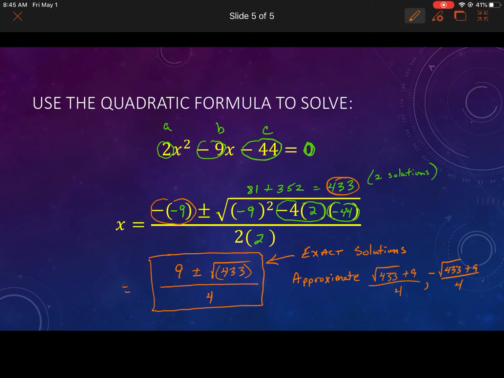I don't have an actual calculator in front of me, so I'm not going to do that. But if I asked you to do that, I need the actual decimal values, whatever that would be. If I ask you for exact values, then I want the part with the square root.